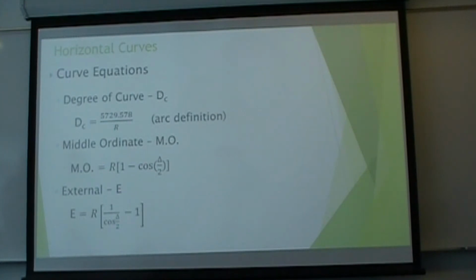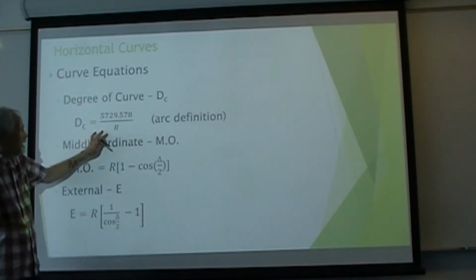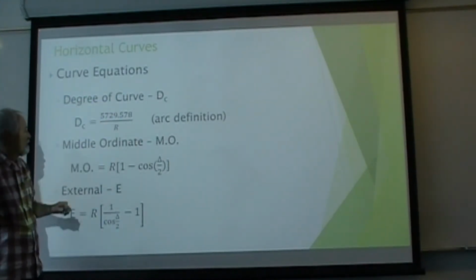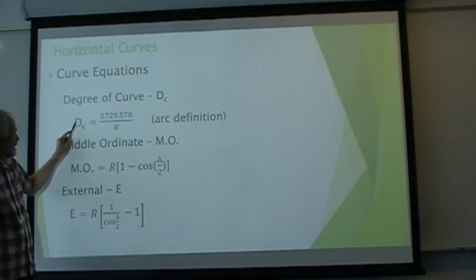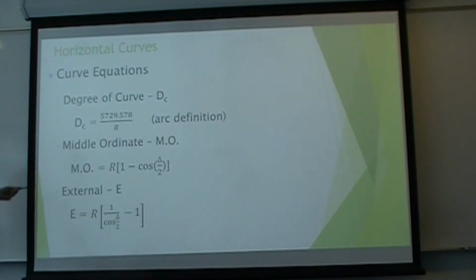So we have degree of curve for the arc definition, and we're not going to do the derivation, but this constant 57.29578 divided by R is going to give you the arc definition degree of curve. And of course, if you know your degree of curve and you want to solve for R, then R is going to be equal to 57.29578 divided by degree of curve. So these are really interchangeable. Middle ordinate, external secant, you can see the equations and relationships here. Again, these are less useful and you probably won't see them as much, but the other ones that we talked about are very much important.